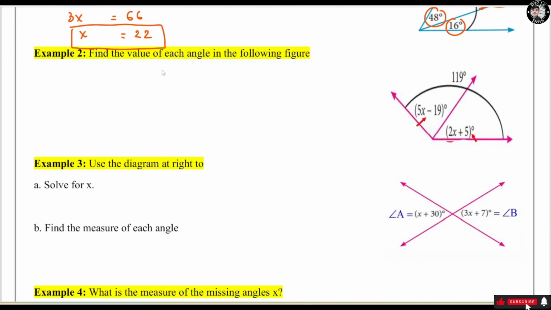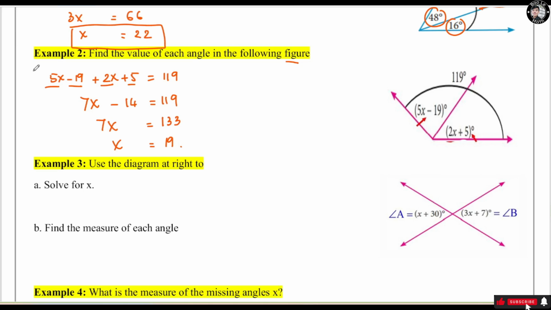Example number 2, find the value of each angle in the following figure. Again, we're going to use the angle addition postulate. So we have 5s minus 19 plus 2s plus 5 equals 119. We're going to combine like terms. 5s add 2s is 7s. Negative 19 add 5 is negative 14, equals 119. Add 14 to both sides, so 7s equals 133. Divide both sides by 7, so s equals 19.